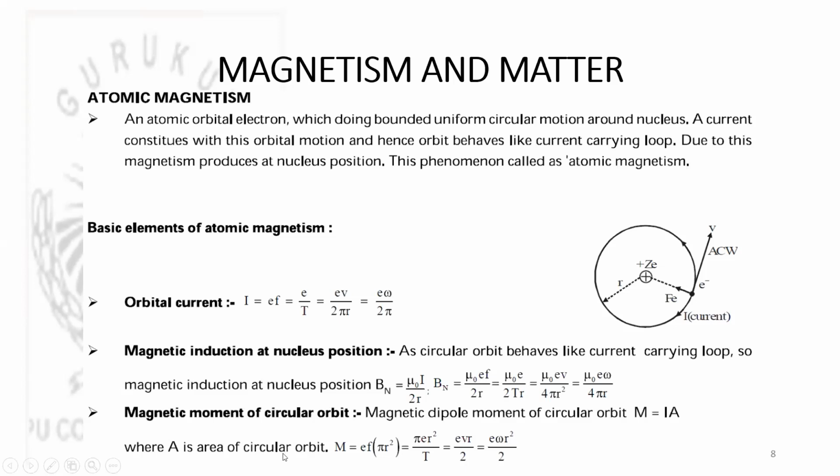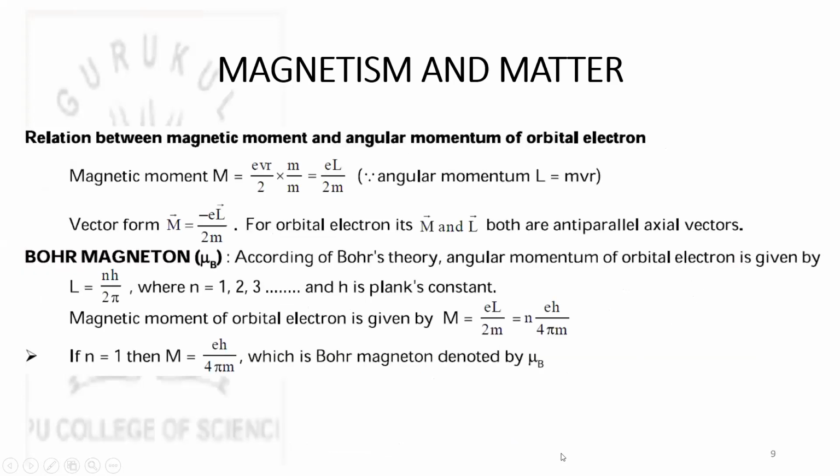So it is m is equal to I into A. Hence, if you use different formulas of I and simplify, you will get m is equal to EF divided by pi r square, or m is equal to pi E r square by capital T, or m is equal to EVR by 2, or m is equal to E omega r square by 2.